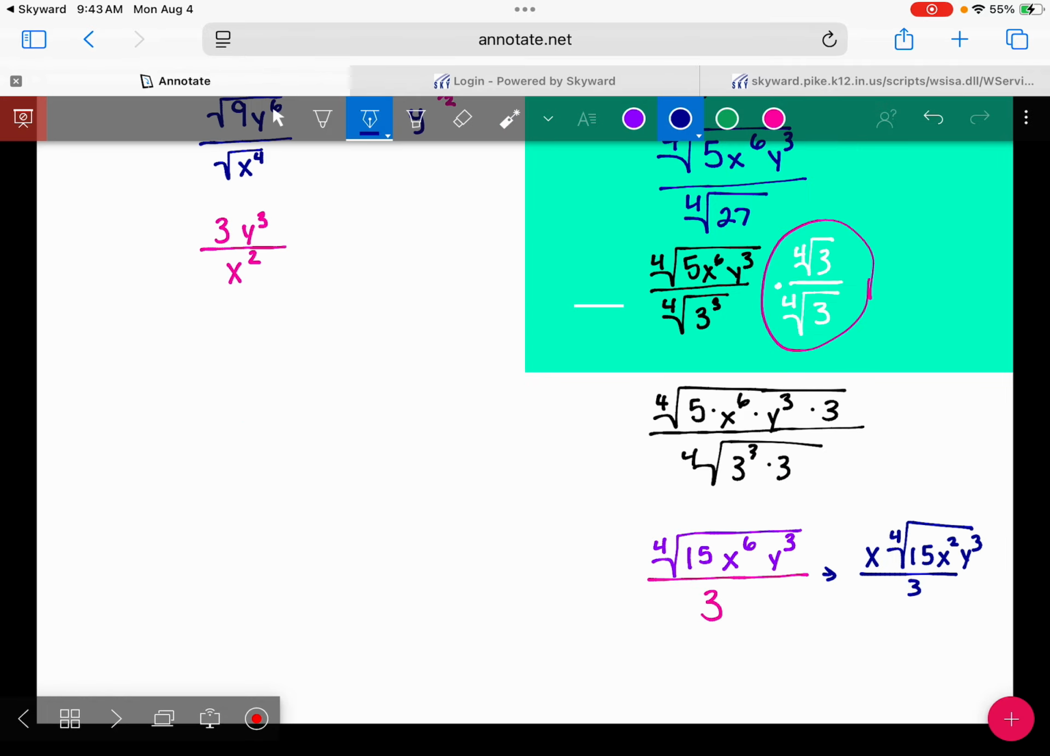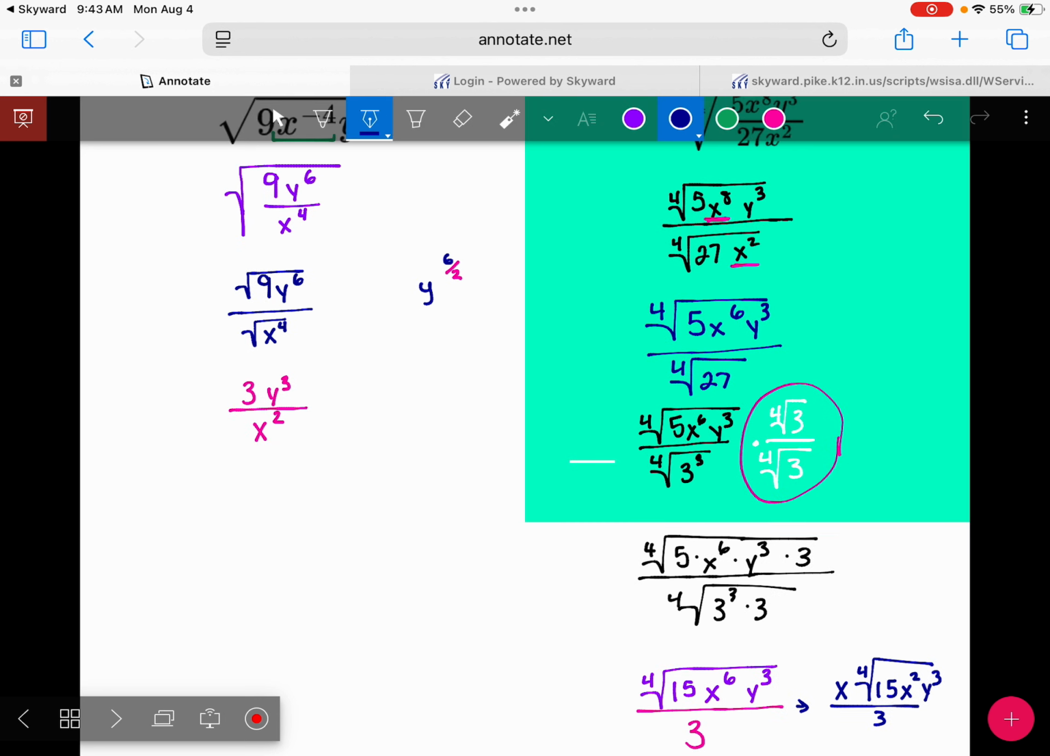So it's a mess, and I know it's going to be very small once I write it out, but that would be our simplified answer. I know it does not look better. There will be a lot of times when things do not look better, but our denominator does not have a radical. That's what we want.